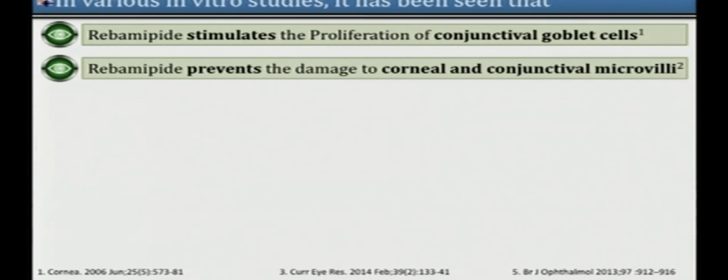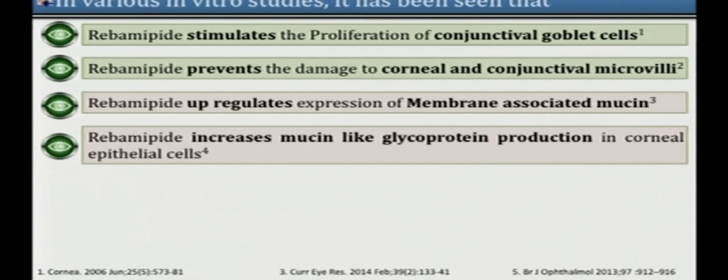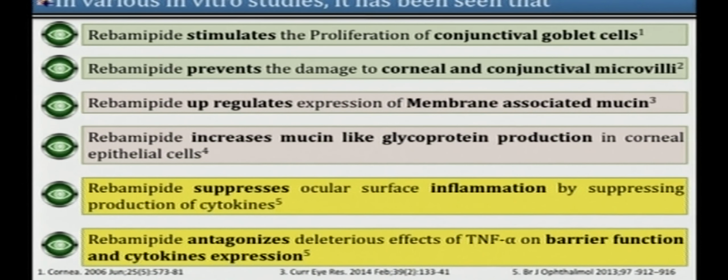In various in vitro studies, it has been seen that it protects not only the microvilli and the goblet cells, but also upregulates the expression of membrane-associated mucin. In one of the earlier talks, we talked about different types of mucin. The MAMs, or membrane-associated mucins, are also improved, and it increases mucin-like glycoprotein production in the corneal epithelial cells. So not only goblet cells, but the corneal cells secrete a glycoprotein which is like mucin. And it also, as a side effect, suppresses inflammation, so it can be used in vernal conjunctivitis as an adjunct.